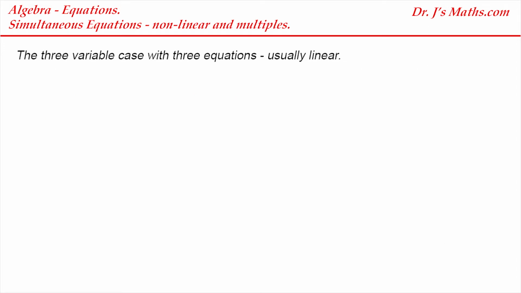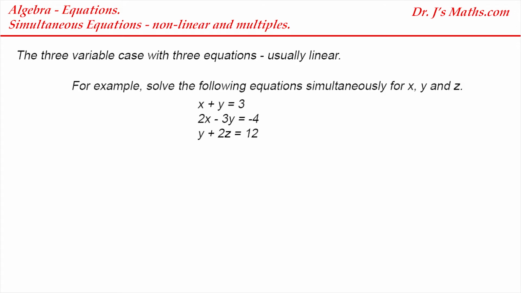So now we change to a different situation where we have the three variable case with three equations, and usually that's a linear set of equations. For example, we might have to solve the equations simultaneously for x, y and z, being x plus y equals 3, 2x minus 3y equals minus 4, and y plus 2z equals 12. Three equations, three unknowns, all linear equations.